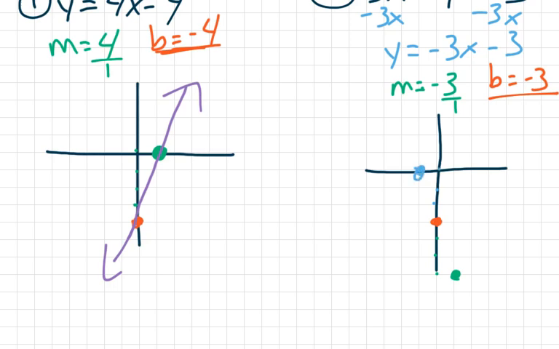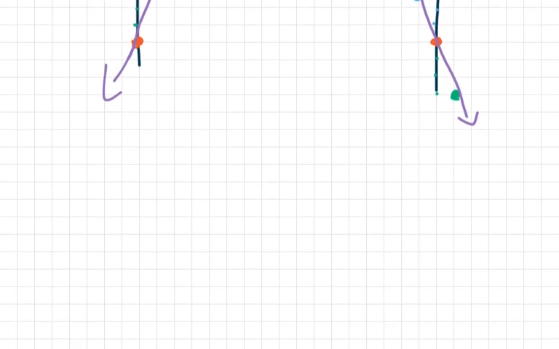Do you have to go both directions? No, you do not have to. All you need is 2 points, and then you can go ahead and graph the line. Okay, if you took pre-algebra last year, some of this should look familiar. We did talk about graphing in slope-intercept form. Let's try another one here.